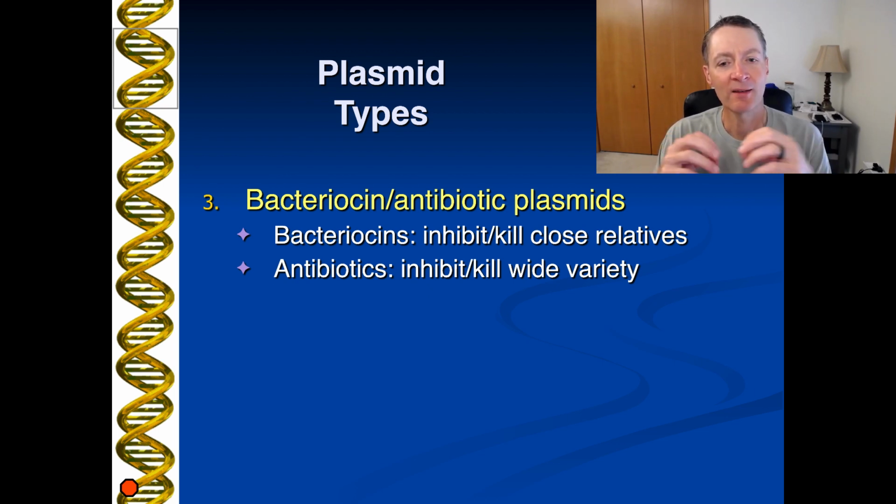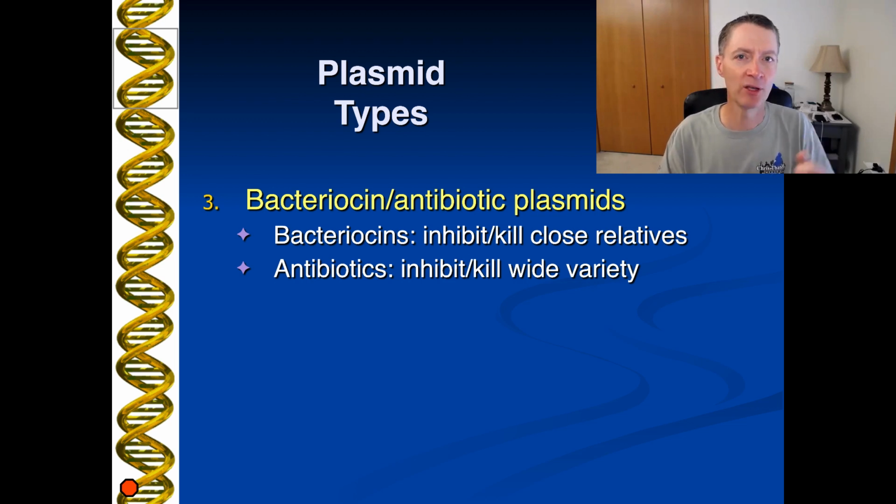So antibiotics kill a wider variety like that. They're going to affect a wider variety of organisms. So that is the difference. And we're saying that genes for the production of these chemicals exist on plasmids. And we're learning they could be shared between organisms.